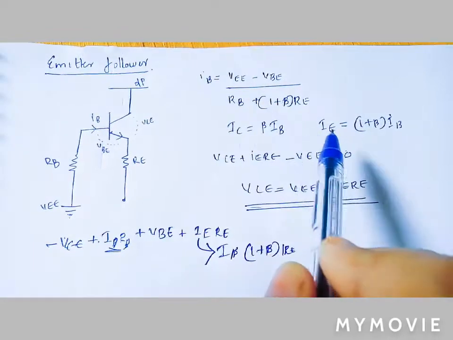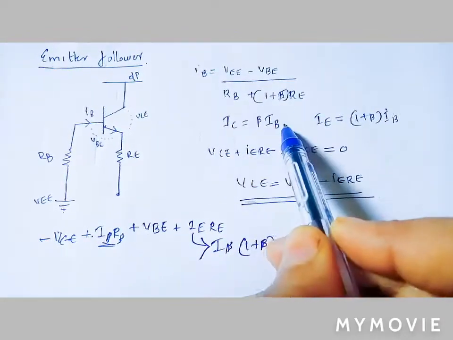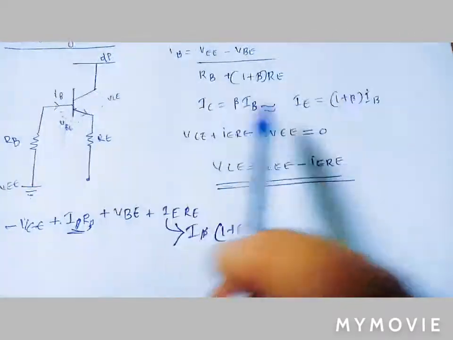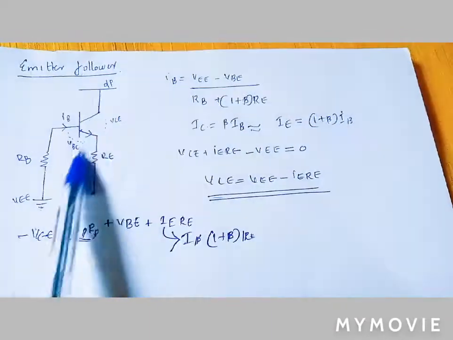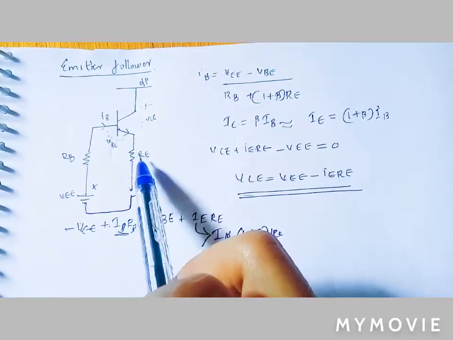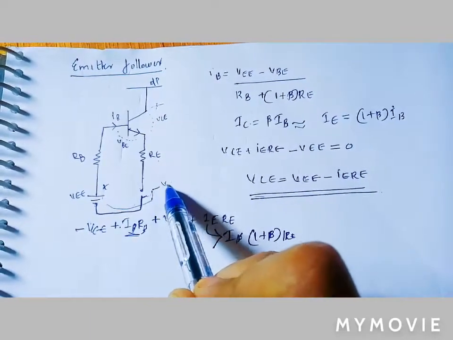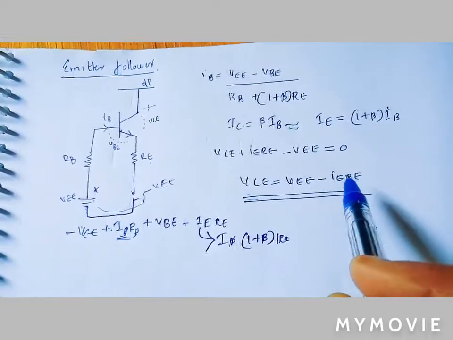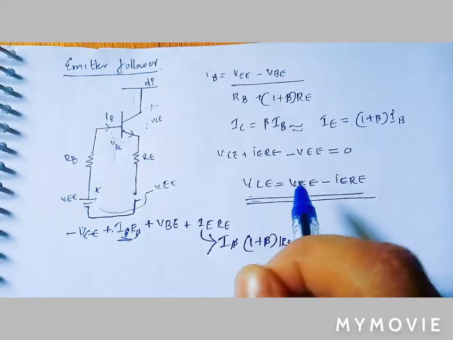IC is beta IB, IE is 1 plus beta IB, or otherwise we can say IC is equal to IE. And here we apply Kirchhoff voltage law in the output, that is plus VCE plus IERE minus VEE. So we get VCE is equal to VEE minus IERE. So here also we get the voltage VCE.